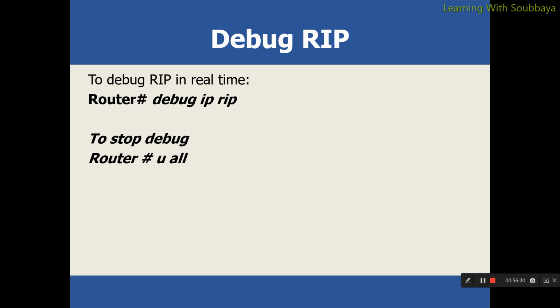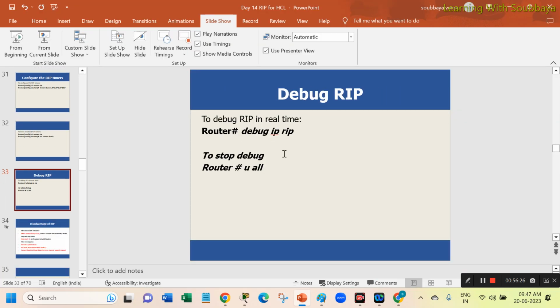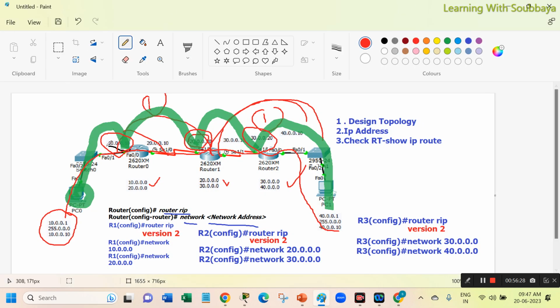What is the first drawback? It's the complete routing update sent every 30 seconds. The complete routing update is being sent every 30 seconds. That is good, but what is the drawback here? By sending the update, the router learns the routes.